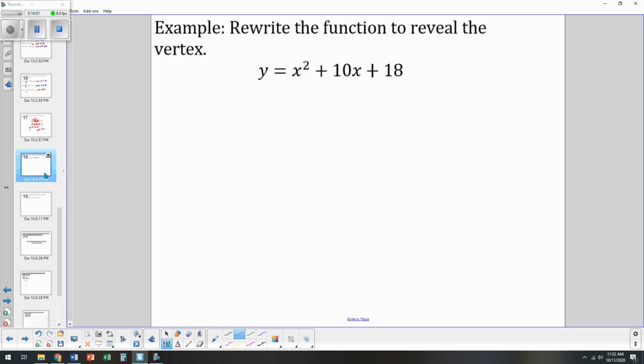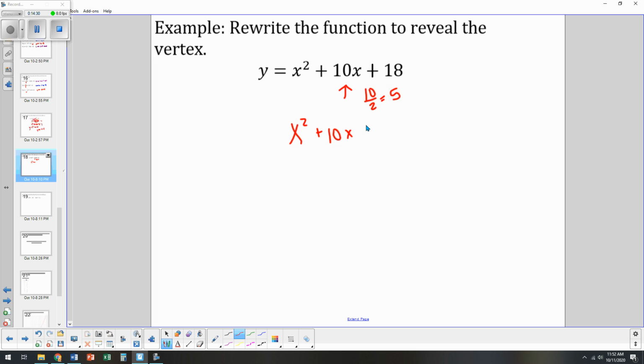Let's look at the next one together as well. We want to rewrite the function to reveal the vertex. This is standard form right now, and I want it in vertex form. If you recall from Algebra 1, we did something called completing the square. To complete the square, we focus on the b value, the middle value, and we start by cutting it in half. So half of 10 is 5.